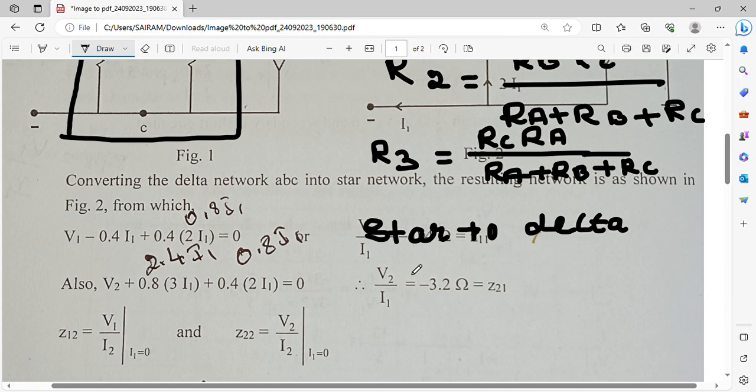Yeah. What is the star to delta formula? You have to get RA, RB and RC, right? Your resistances of star after you convert it from delta, it is R1, R2 and R3.